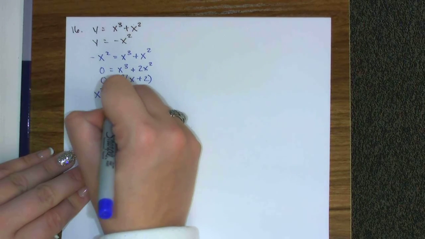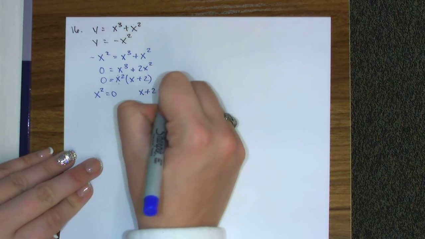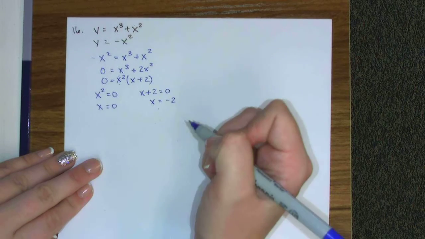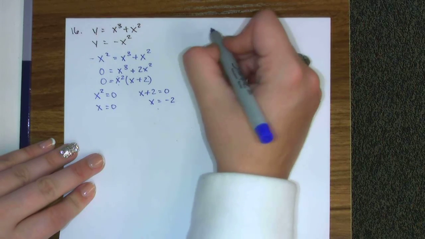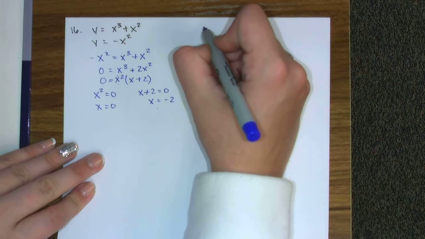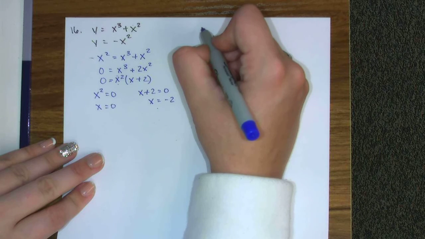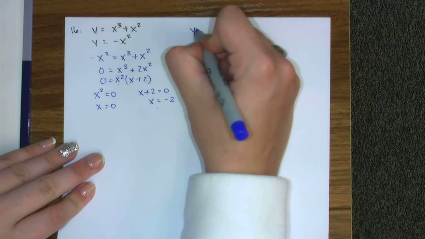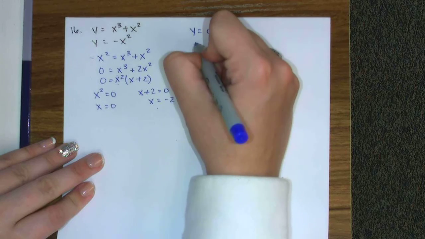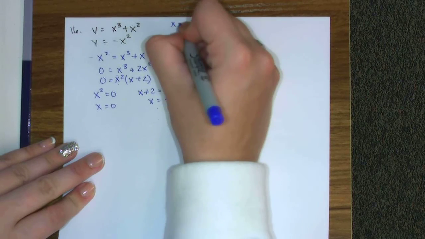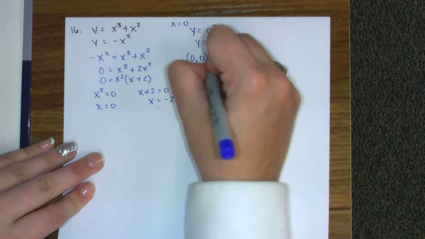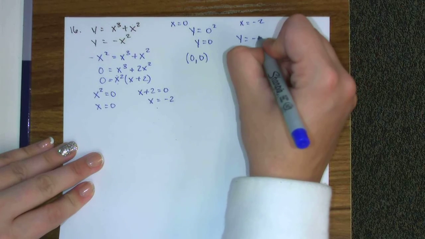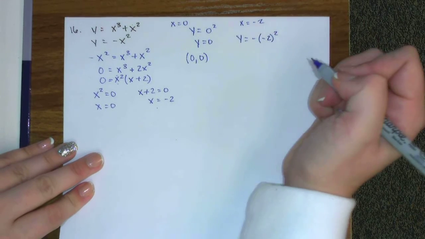Now I can set both pieces equal to 0. x squared is equal to 0. x plus 2 is equal to 0. So this just gives us that x is equal to 0. This gives me that x is equal to negative 2. And then I can check my two options. So when x is 0, I'm just going to plug it into the bottom one. When x is 0, y is 0. So that ordered pair is just 0, 0. When x is equal to negative 2, y is equal to negative times the negative 2 squared.